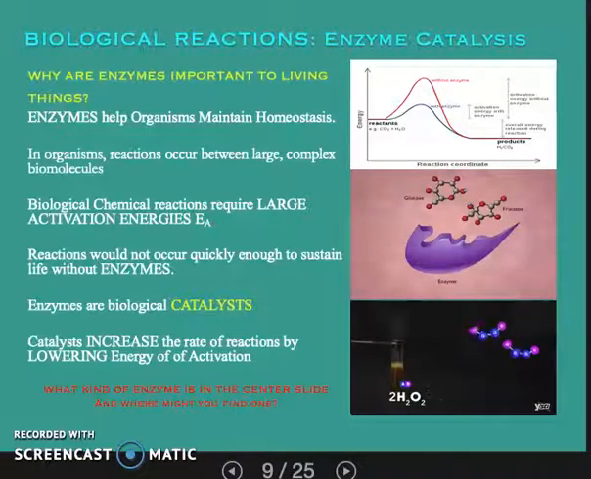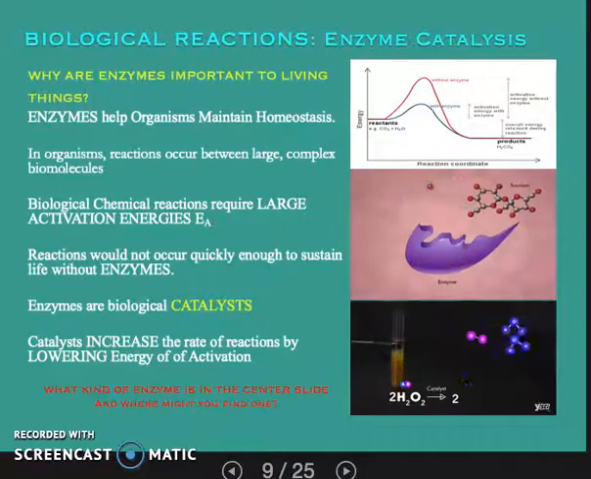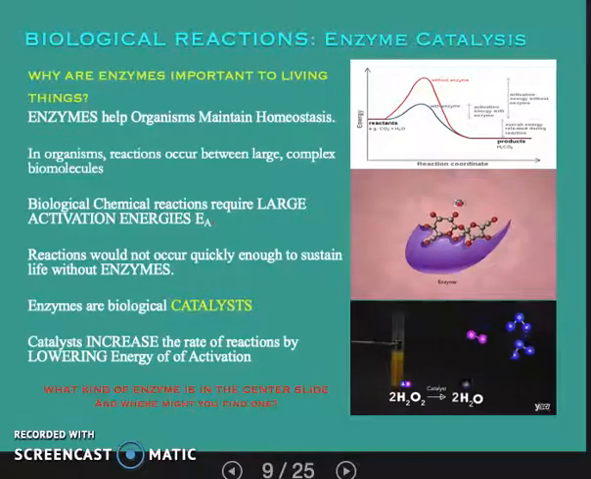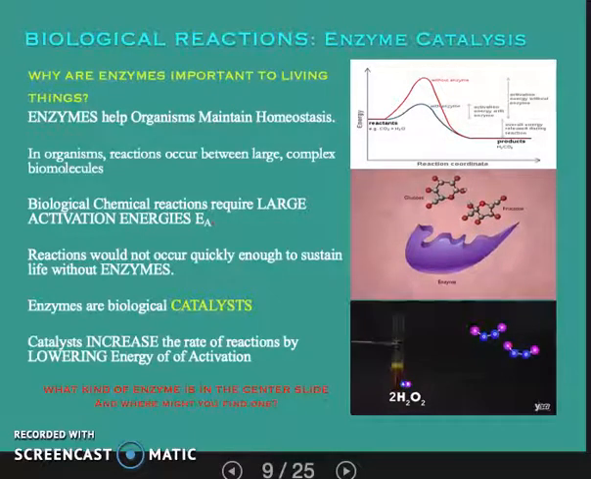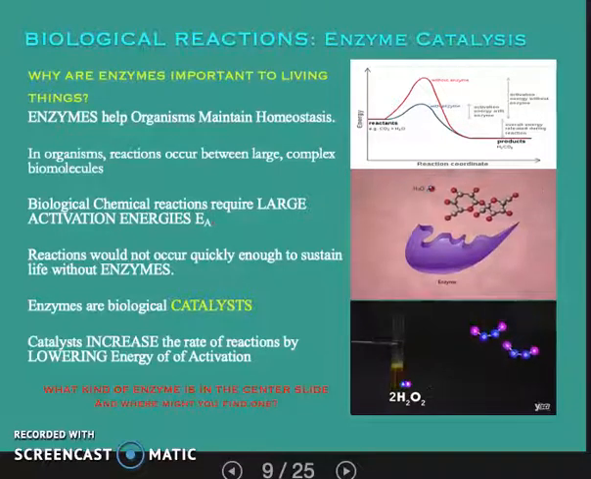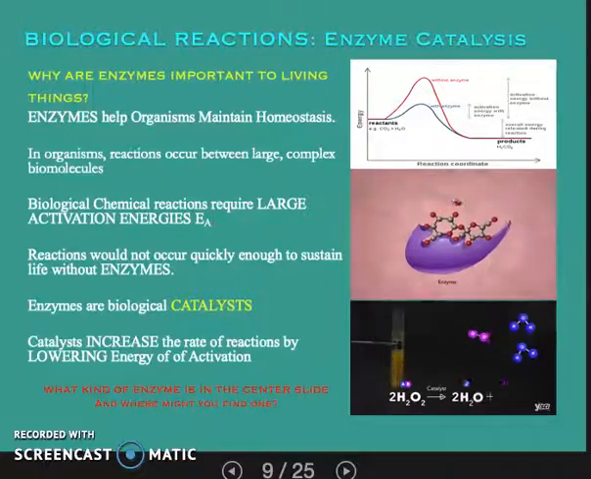Now, there's a graph up top here. The energy on the y-axis refers to Gibbs free energy. And then on the bottom, we simply have time. And there are two reactions, one in red, one in blue. The one in red is the reaction without an enzyme. The one in blue is the reaction with an enzyme. You'll see that the energy of activation has been reduced by the enzyme.